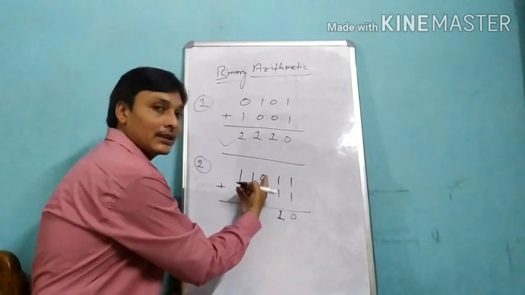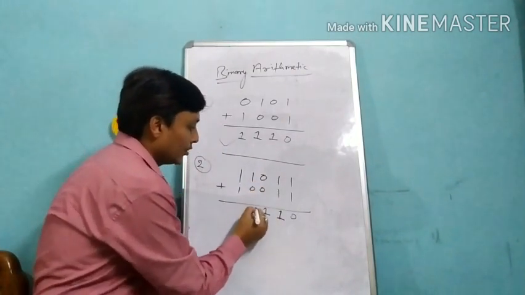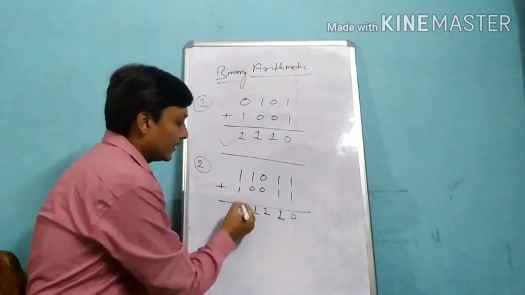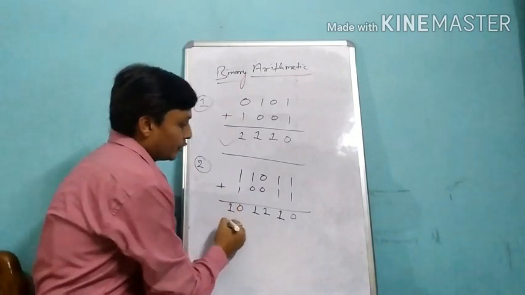So 1 carry 1 means 1 plus 0, you will get 1. Again 1 plus 0, 1. And 1 plus 1, 0 carry 1. See? It will be your output.